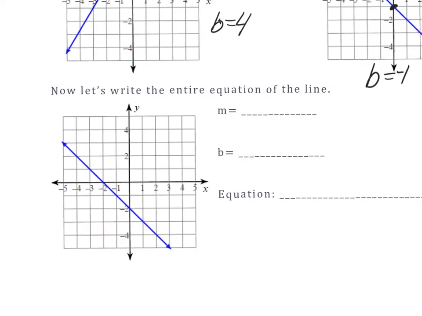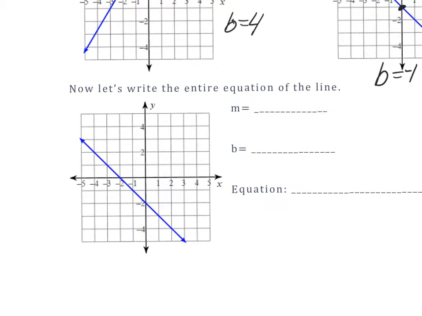Okay, so now let's write the equation of a line. So I have a line. I need to know my slope. So very first thing, I want to figure out 2 points that I can use to find my slope. It looks like it crosses here and here. So my slope, it goes down by 2. It goes to the right 2. So that would be, down is negative. So that means we have negative 2 over 2. Or I can simplify that and just call it negative 1.